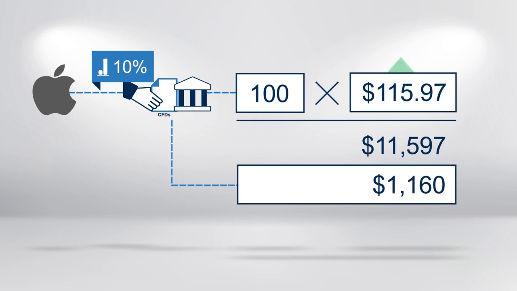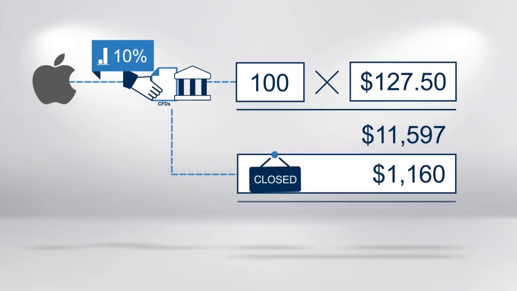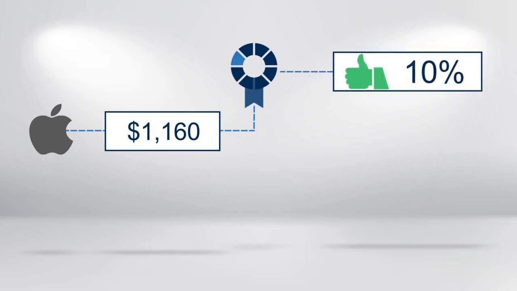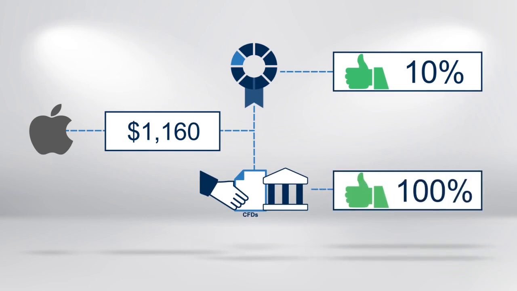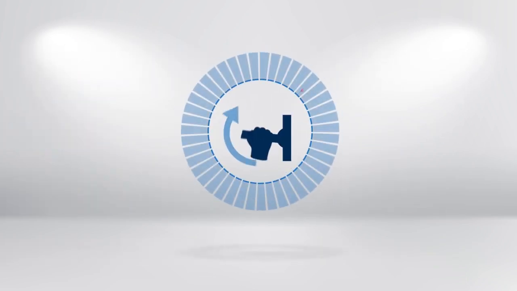When the share price rises to $127.50, you close the CFD position, and just like the stock trade, your profit is $1,153. However, there is a key difference. You have only invested the margin total of $1,160. The cash investment created a profit of 10% on capital invested, but the CFD investment has provided a profit of 100% on capital invested. You have leveraged your profit 10 times. Beware though, the use of leverage can be risky.